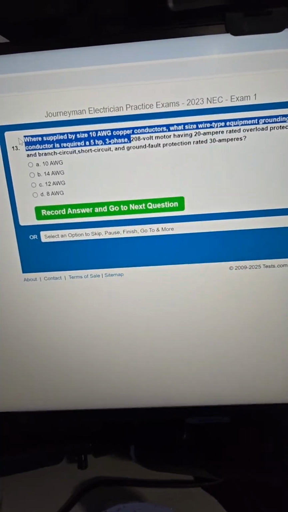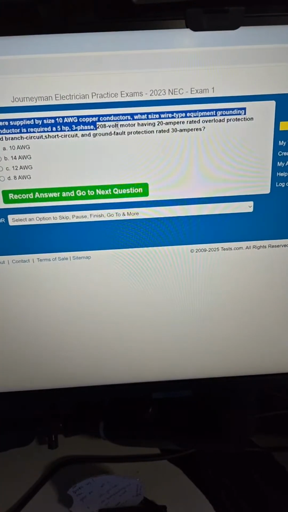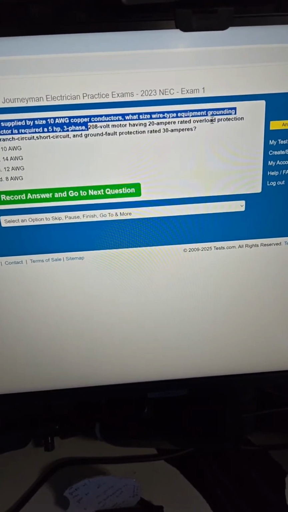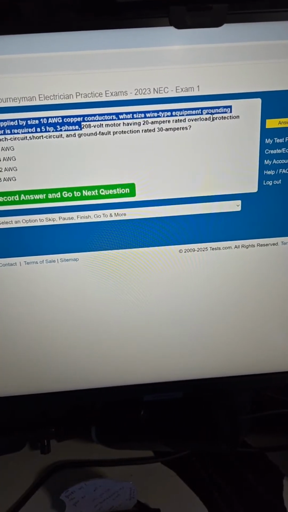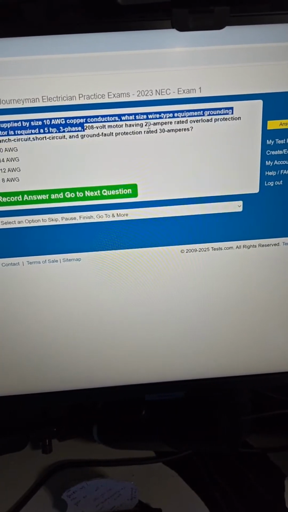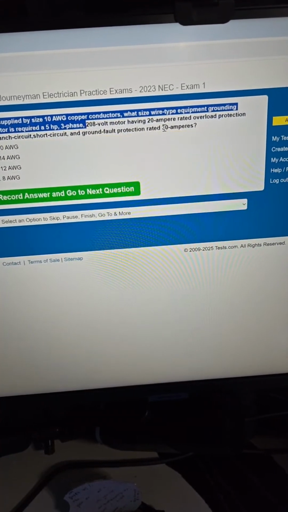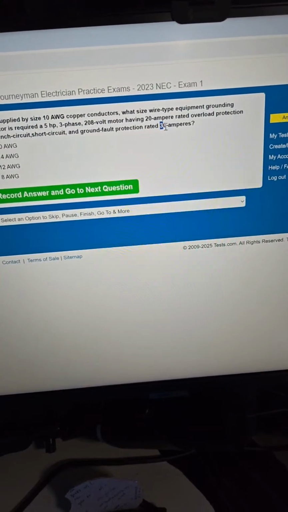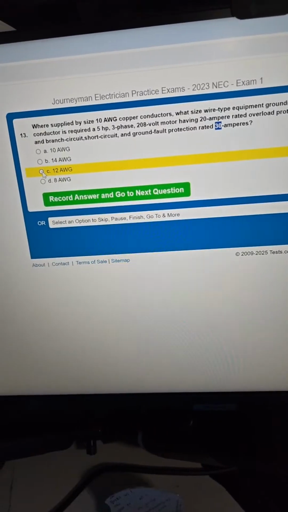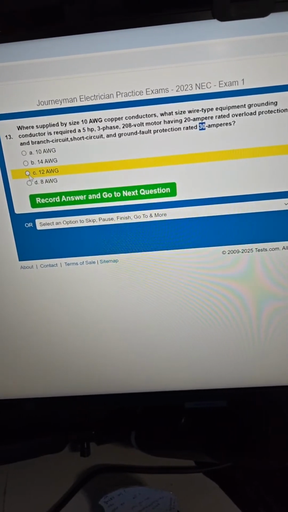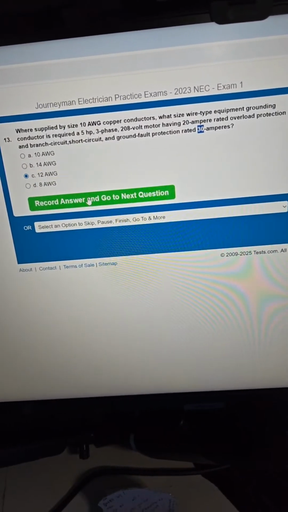All this is fluff for this question. We have 20 amp rated overload protection. Overload protection is not overcurrent. So you would think 14 gauge based on the 20 amp. But we're really going to base it off the 30 amp. And I'm going to say it's probably number 12. We're going to go with number 12.